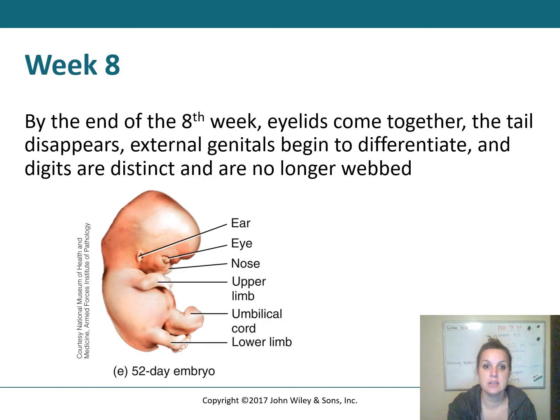So by the end of week 8, you have eyelids that are going to be able to come together so they can close. You started out with a tail, but the tail disappears, and external genitals begin to differentiate, meaning you're going to be able to tell if this is male or female. And digits or fingers are distinct, meaning there's no longer webbing in between them.